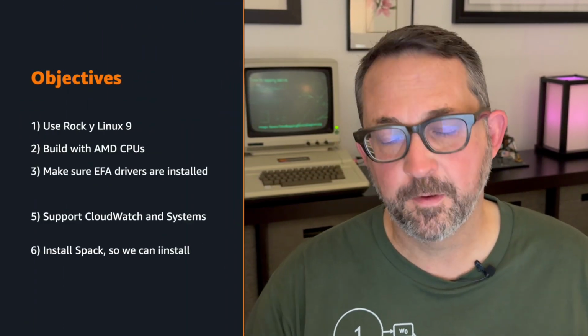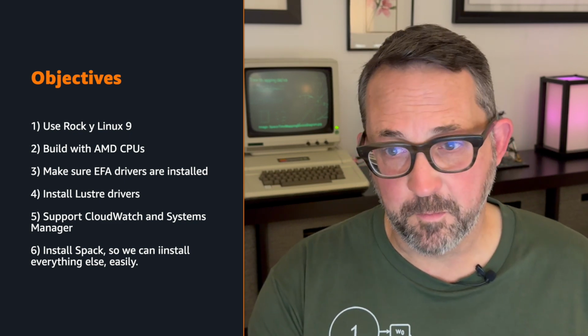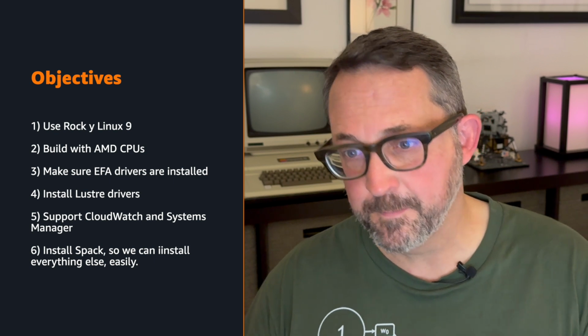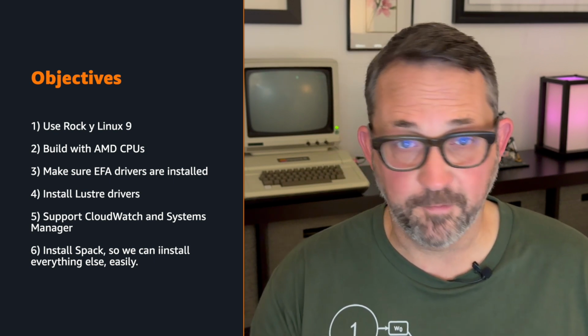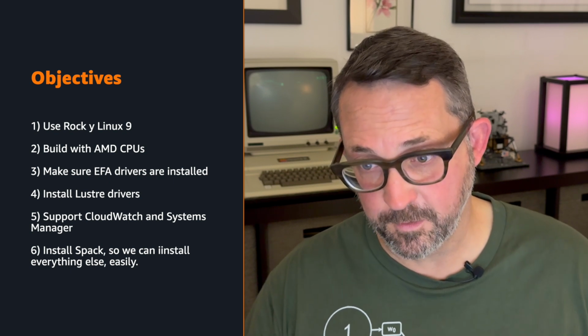So I'm going to walk through building a real custom AMI that I can use with PCS. I've got 5 objectives with this AMI. First, I'm going to use Rocky Linux 9. I've got other choices, but I'm going to use Rocky Linux. I'm going to optimize for AMD CPUs, and that's because my target compute architecture is the HPC7a family. I'm going to support EFA and FSx for Lustre because this is an HPC workload.